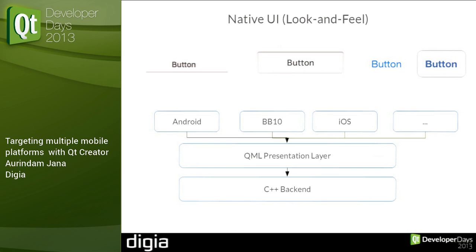Next is the native UI, the look and feel. So I have put in button slices: first from Android, the second one from BB10, and the third and fourth from iOS 7 and iOS 6 respectively. They all look different, of course. That is what platforms care about, that they should have a different look and feel.